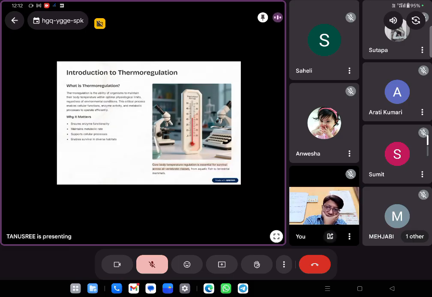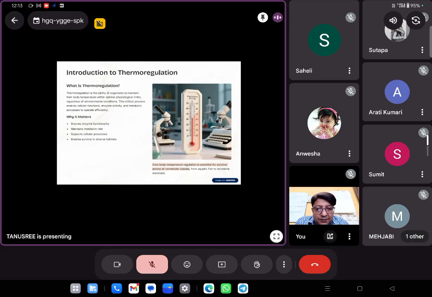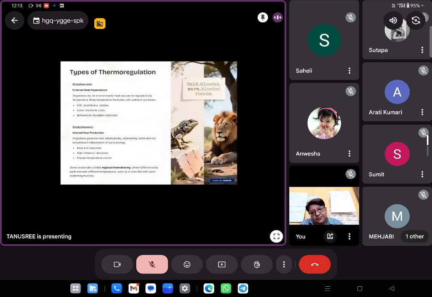Thermoregulation is important because maintaining the right temperature ensures enzymes work efficiently, metabolic rate stays stable, and cells function properly. In fact, without thermoregulation, many vertebrates wouldn't survive sudden temperature shifts in their environment. Next, types of thermoregulation. There are two main types of thermoregulation. First is ectothermy and second is endothermy.